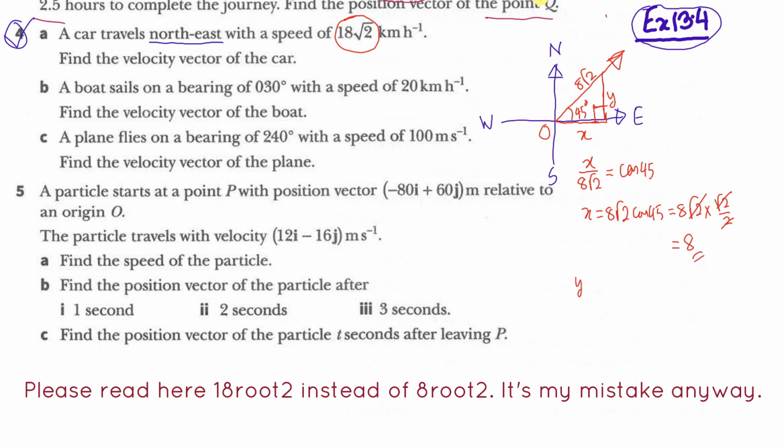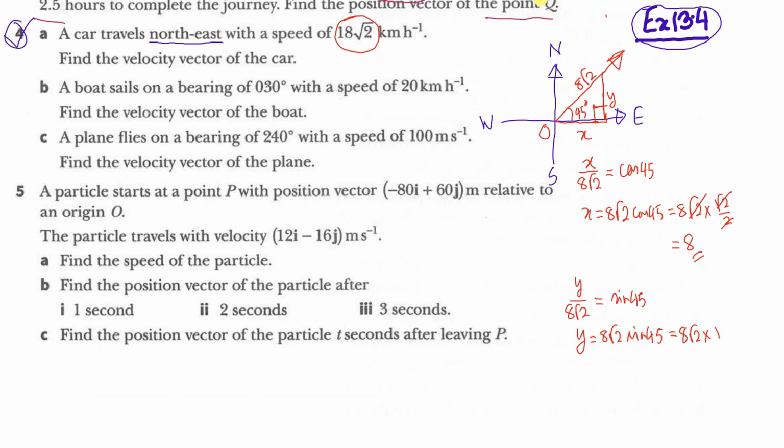Similarly, we can find out the y as well. Y divided by 8√2 we can write as sine 45 because this is the vertical part, opposite by hypotenuse. So y equals 8√2 sine 45, and it gives us 8√2 into sine 45 value, which is again root 2 by 2 because sine 45 and cos 45 are the same. We can cut out this 2 and we got 8 from here as well.